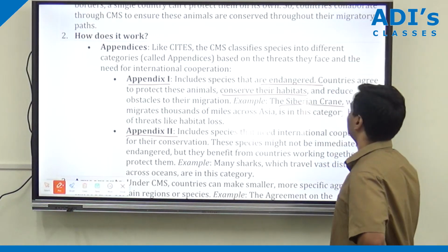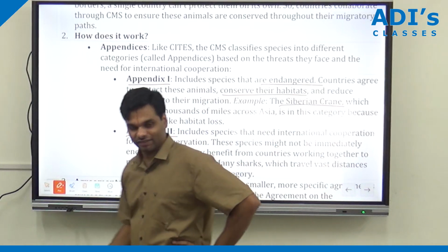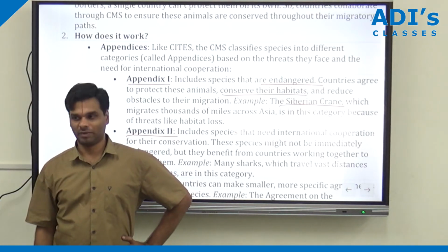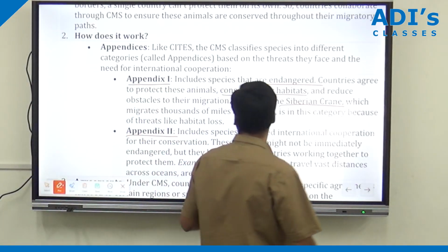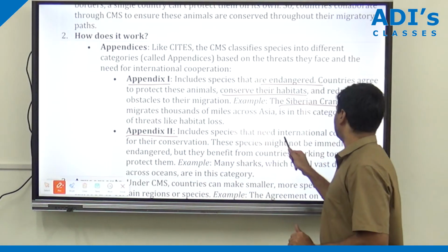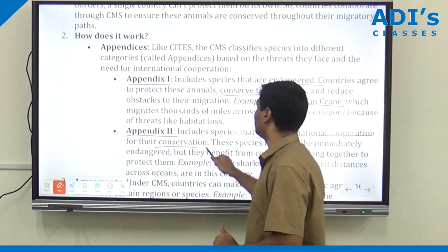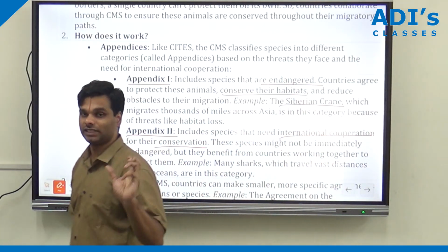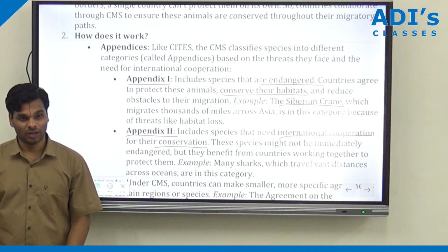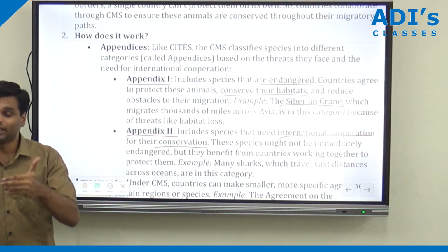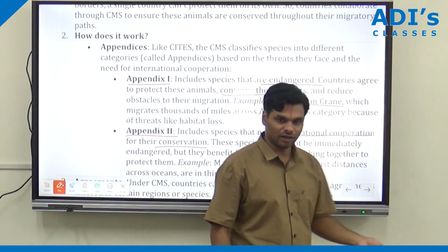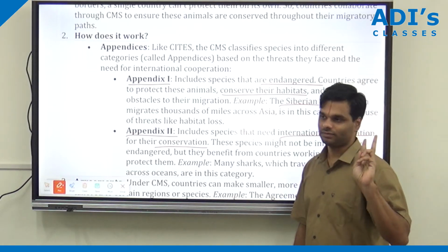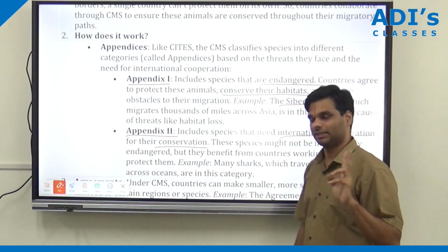What are the examples? We just spoke about the Siberian crane. So the Siberian crane is an example of an endangered species that is also under CMS. Clear, no? Next, what is Appendix 2? Appendix 2 includes species that need international cooperation for conservation. Appendix 2 has those species that may not be endangered now, but if they are not protected, they may become endangered. Clear, no? Any doubt? Okay, this is Appendix 2. So in CMS we have only two appendices, not three.